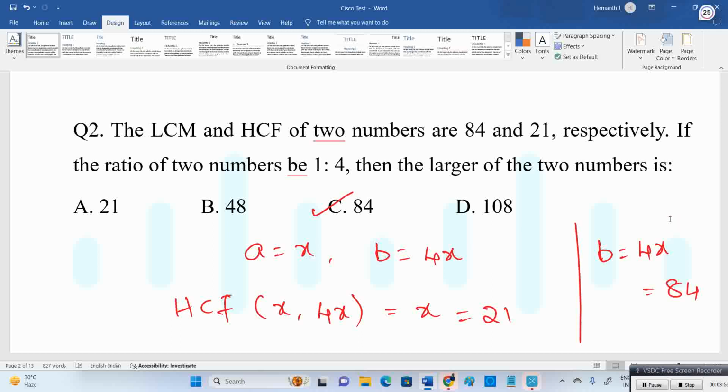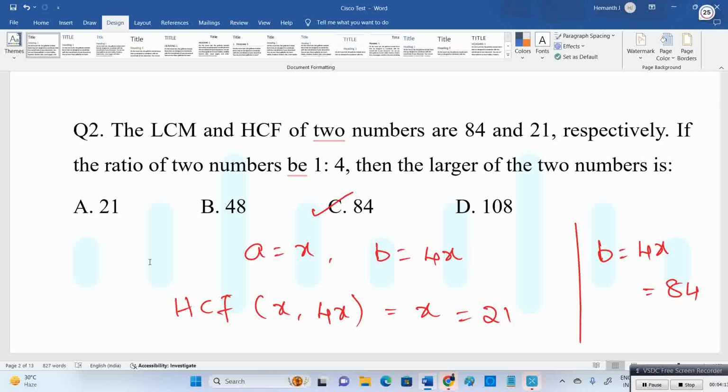It is an LCM and HCF concept, with the HCF indirectly given. If they give the ratio of two numbers as 1:4, then the common factor is nothing but the HCF. So what is the LCM, sir? 1 into 4 into x is the LCM.